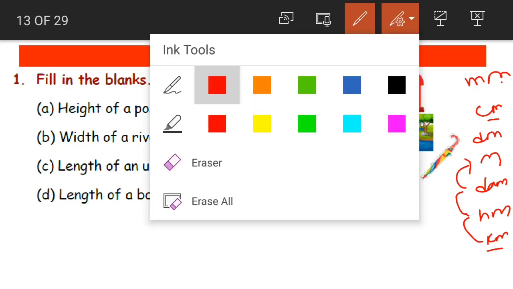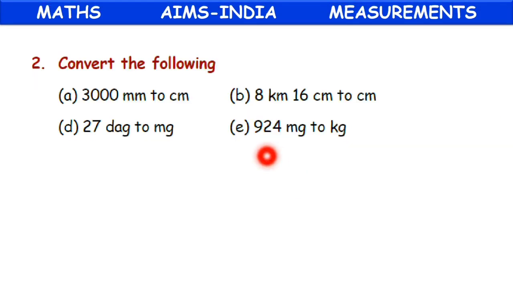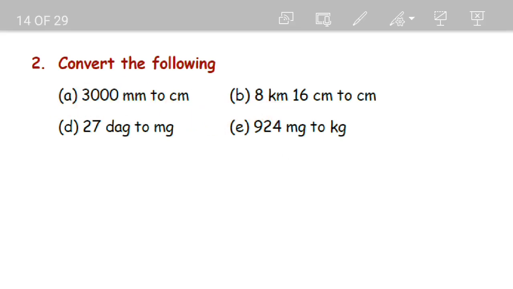Centimeters to meters. Now this one, if you see, this is conversion of lower unit of measurement into higher unit, and 2 jumps are required. So we'll divide the centimeters by 100. Again centimeters to meters. What should we do, children? We need to divide by 100. Yes. Now coming to question 2, convert the following.